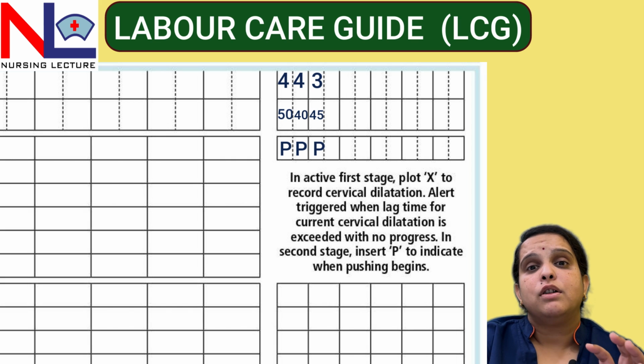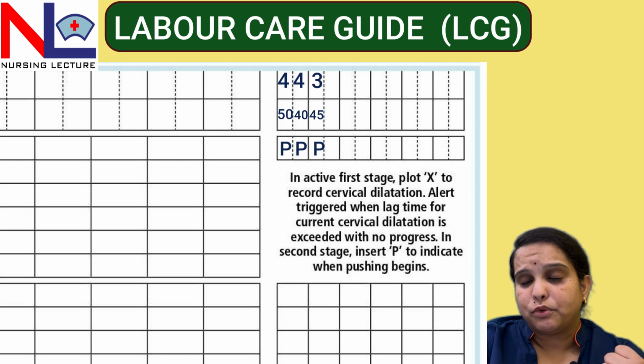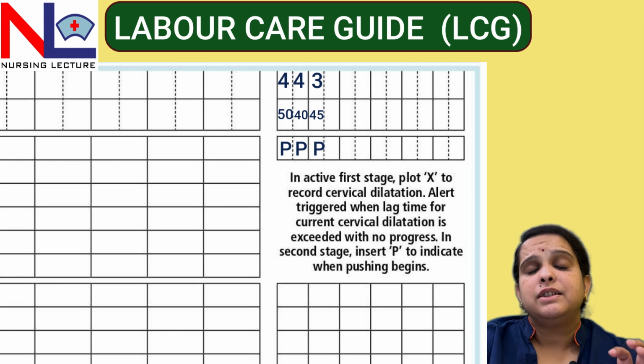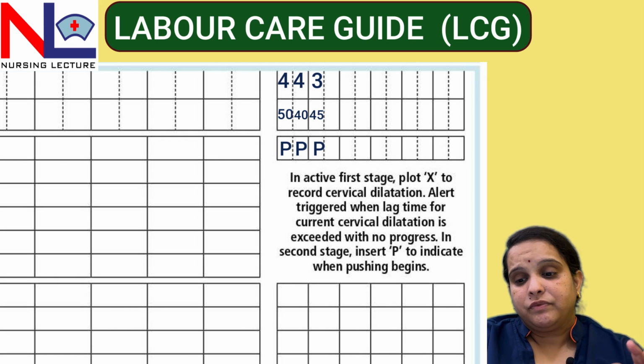One more column is given below, and there we have to write P, because once the cervix gets fully dilated, the mother also starts pushing down. She puts some effort into bearing down, and till the fetus completely expels out, she bears down vigorously. So we have to write P if she is putting in some effort. So we can write P for pushing efforts.